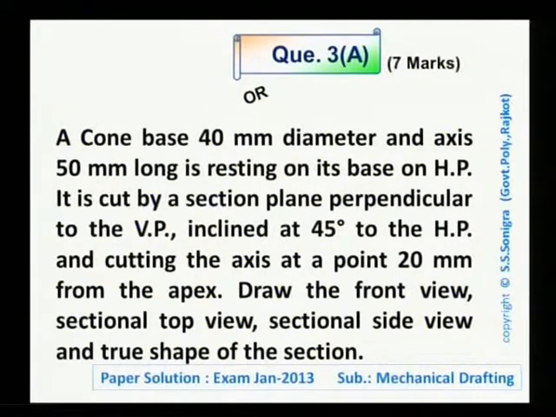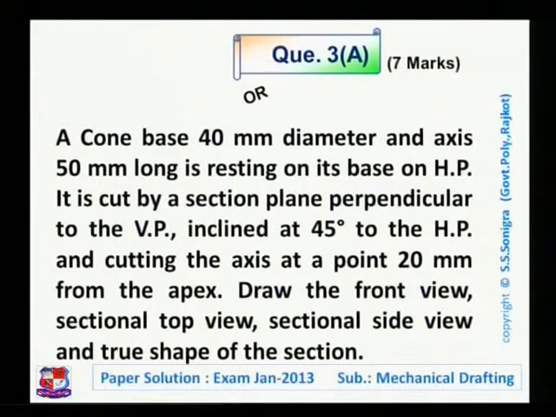Good afternoon, dear friends. Today we will continue with the solution of the question paper in the subject of mechanical drafting of the exam January 2013. We discussed a few questions earlier. Now we continue with question number 3A, which is asked in option for 7 marks.